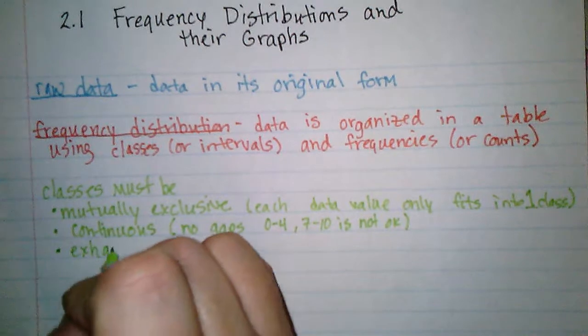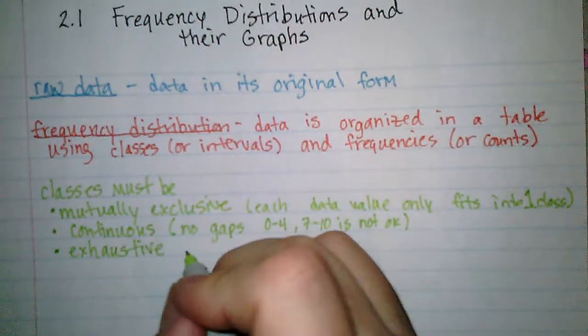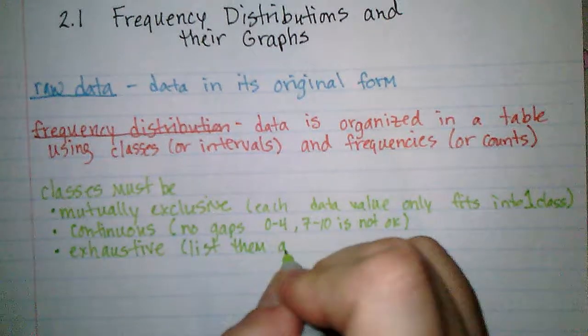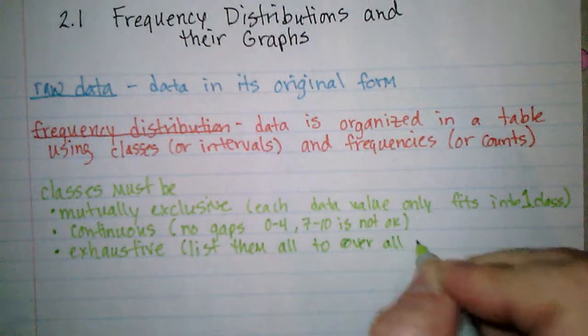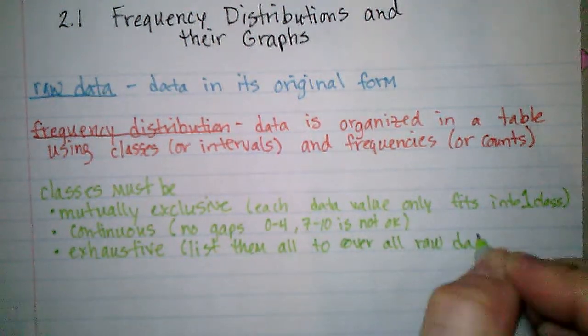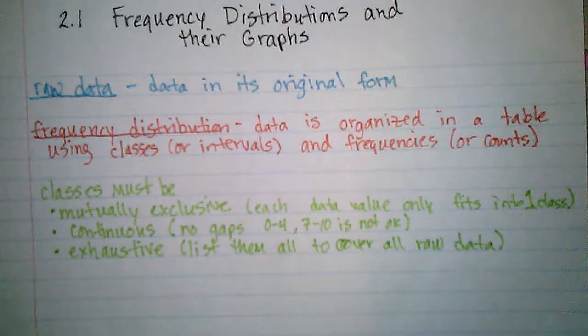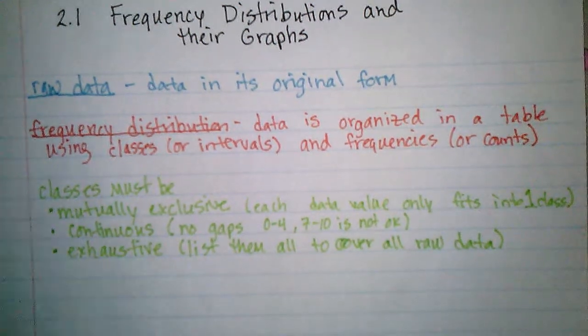They have to be exhaustive, meaning that you have to list them all to cover all of the raw data. So let's say like most of my numbers are between 0 and 10, but I have one random number that's like 40. I would have to list all the classes to get all the way up to 40.